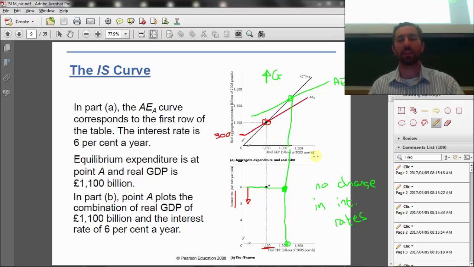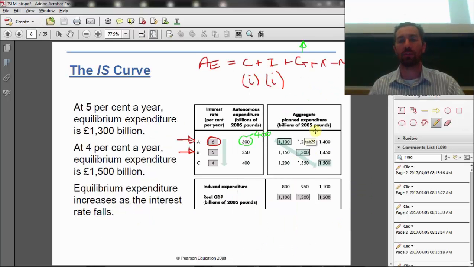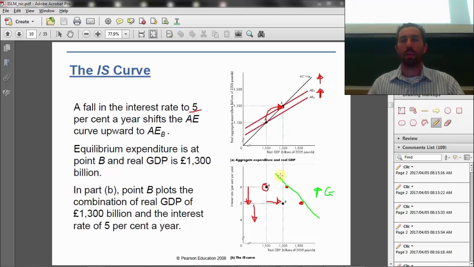So a decrease in interest rate shifts our aggregate expenditure curve upwards, meaning at a lower interest rate, if we initially were at interest rate 6 and we lower it from 6 down to 5, our equilibrium level of output moves from point A, 1,100 as our real GDP, towards point B. At point B, our equilibrium real GDP is 1,300. We plot point B at a lower interest rate and a higher level of output. That was the derivation of our IS curve.